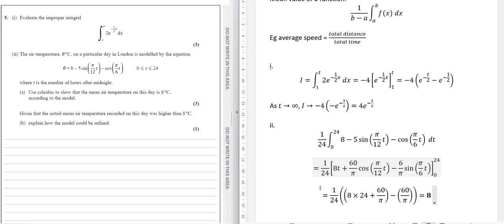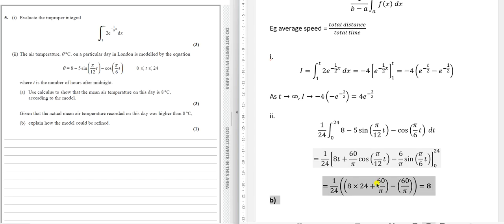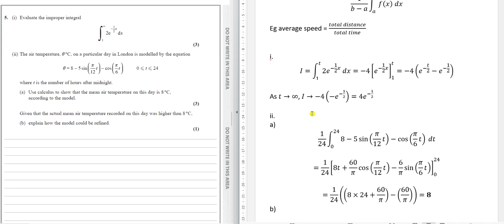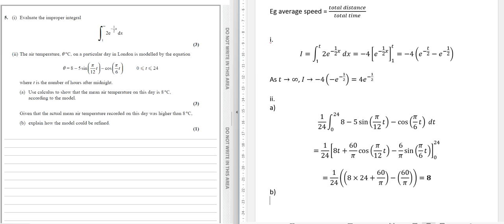Given that the actual mean air temperature was higher than 8 degrees, explain how the model could be refined. Now for this, it just comes down to coming up with something suitably creative that demonstrates that you understand what's going on with the subtleties associated with modeling real life with mathematics. So have a think about it. If nothing suddenly springs to mind, then come back to it later and leave it as a note to yourself to come back to.